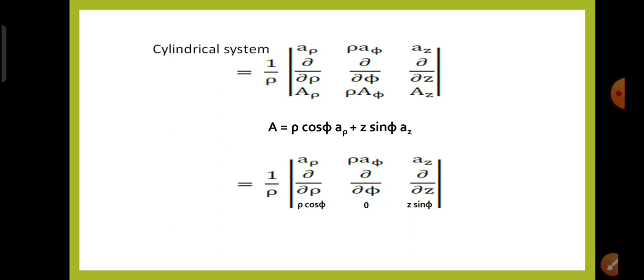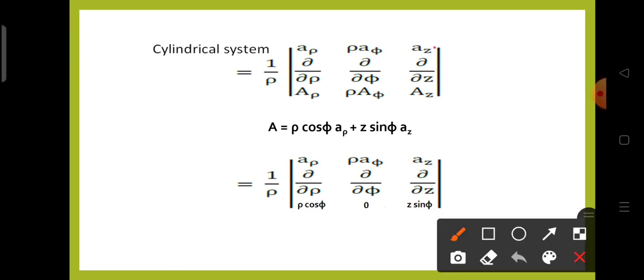Then in the cylindrical system, we know the determinant with a rho, rho a phi, a z, that is del by del rho, del by del phi, del by del z, with factor 1 by rho. Here rho cos phi is the a rho component and z sin phi is the a z component. The value of the rho a phi component is equal to 0, which is substituted in the second row.